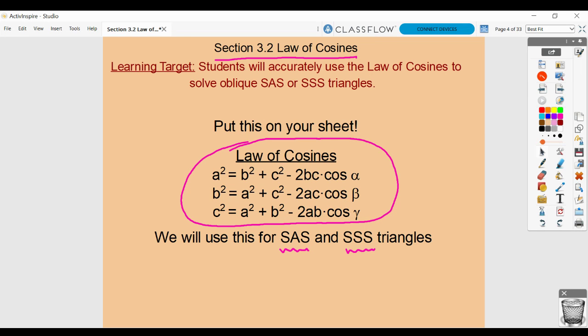This is the first video that goes along with section 3.2, Law of Cosines. With this video, there are 6 formulas that you need to have. So it probably wouldn't be a bad idea to get out the blue sheet that we have and write these 6 formulas down. The first 3 formulas for the law of cosines are for the sides of the triangles.